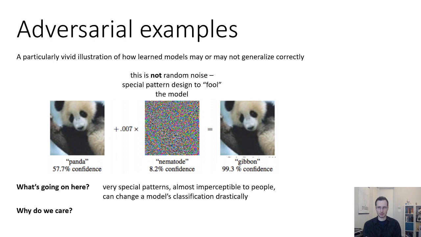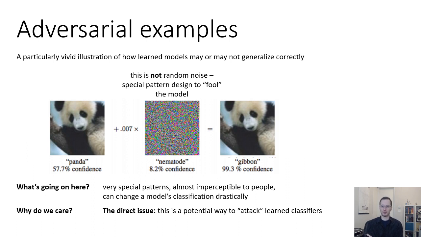Why do we care about this? Okay, it's kind of weird. Is it just an idle curiosity? Well, there are a couple of reasons. First, there is the very direct issue, which is that this is a potential way to attack learned classifiers. Chances are there's not much incentive for pandas in the wild to dress themselves up to look like gibbons, but there is quite a lot of incentive, for example, if you have a classifier that is detecting credit card fraud, for a fraudster to disguise their transaction in some way so as to fool your classifier.